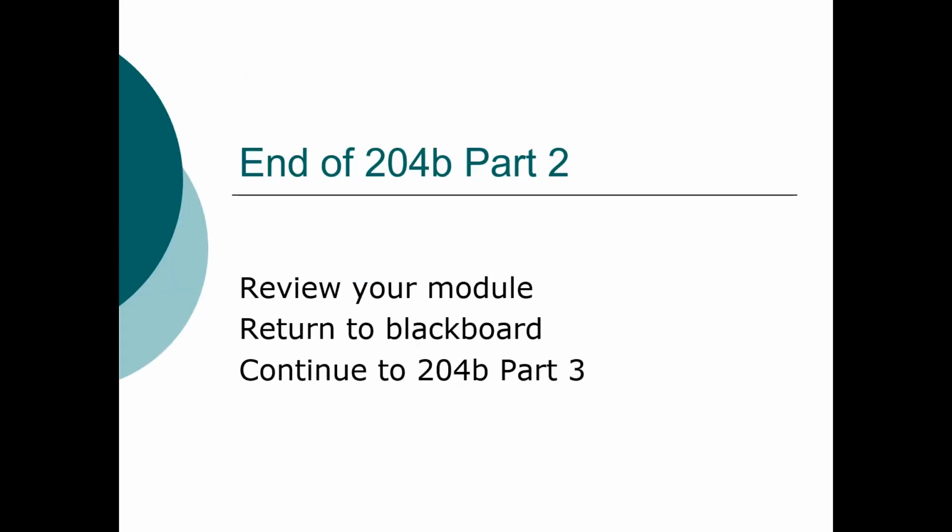You've now reached the end of 204B Part 2. Make sure you review your module and become very familiar with not only the information that can be found on the nameplate, but also what all the different forms of contacts are. Make sure you have a solid understanding of the terminology in this section, and then continue on to 204B Part 3.